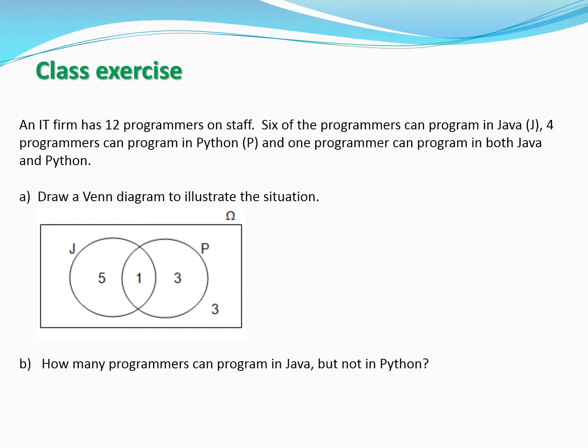So that means that since there's 12 programmers on staff, 3 will fall outside of that union. So there's still three programmers that are in my universal set, but not in that union. So those three programmers can program in C# or some other language, for instance. Then for B, how many programmers can program in Java, but not in Python? So it will be only this Java part. So that means it's 5 programmers.